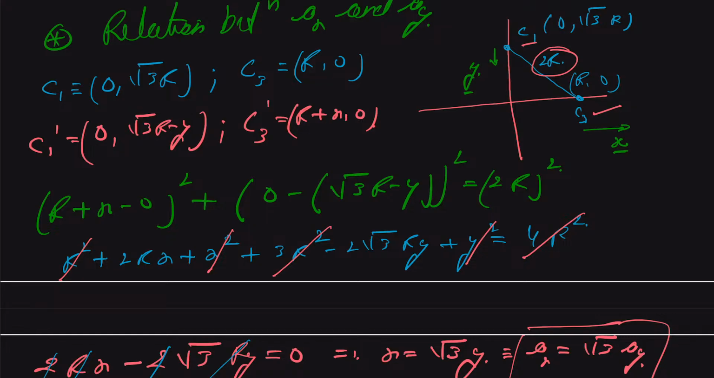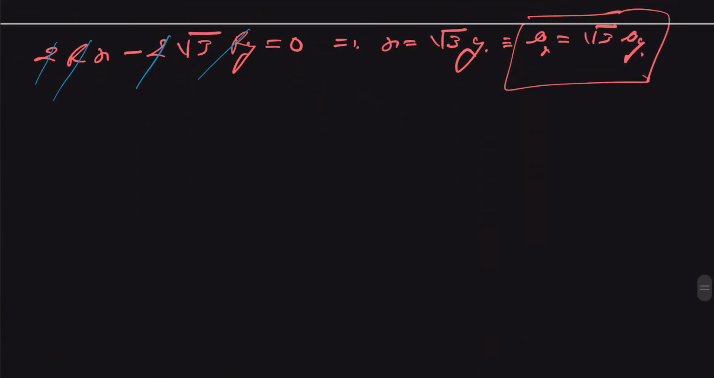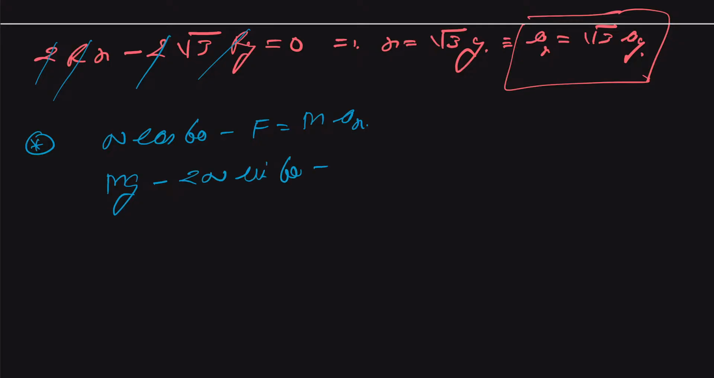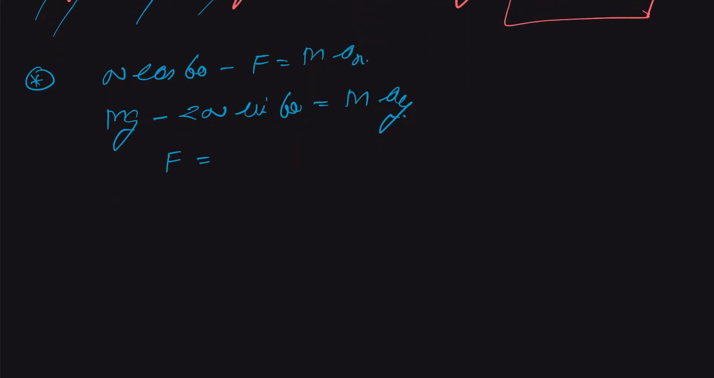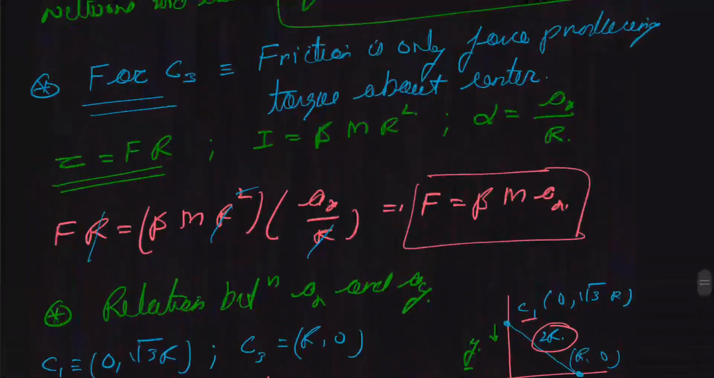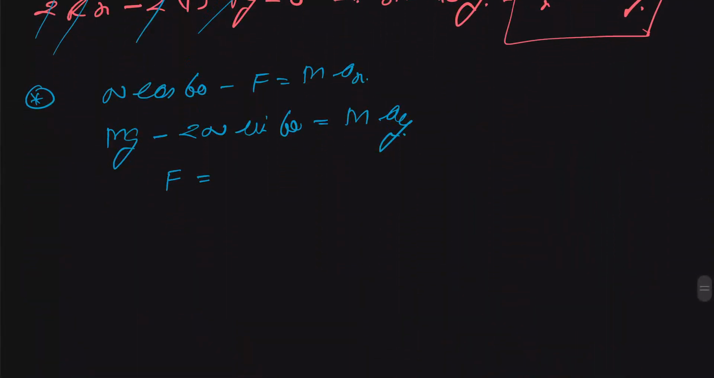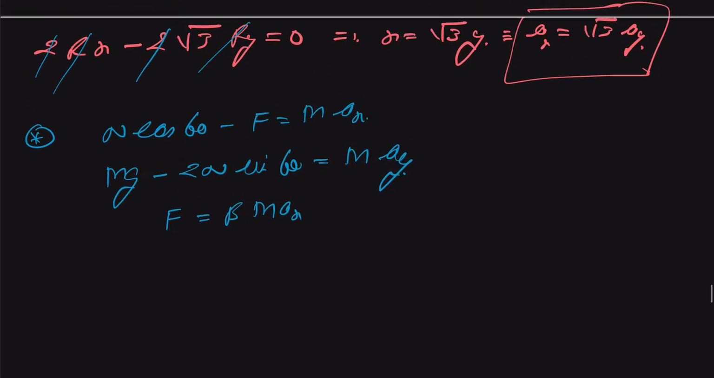Now we have 4 equations. Let me write it down. So the first equation is N cos 60 minus f is equal to m times a of x. Next is mg minus twice N sin 60 is equal to m a of y, and the other one is f is equal to beta max, and finally a of x is equal to square root of 3 a of y.